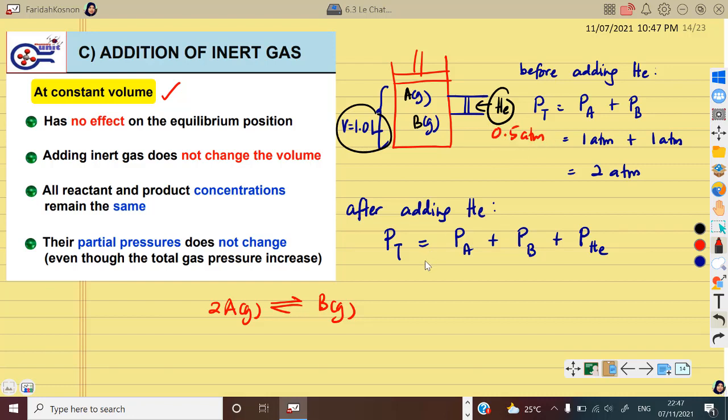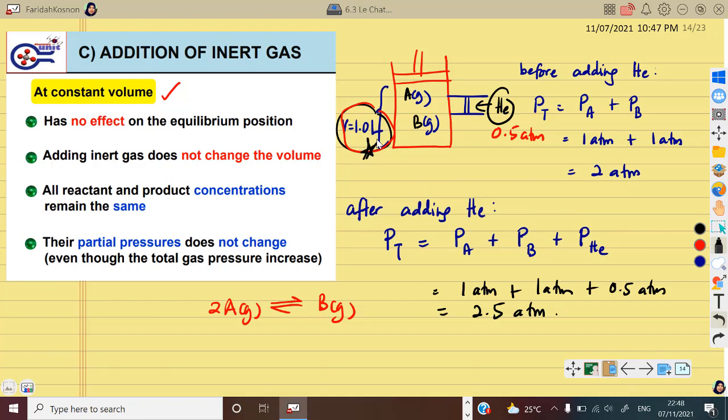Jadi sekarang, bila dia berlaku at constant volume, kalau you tengok, dia tidak akan mengubah volume bekas. Jadi, yang saya tambah ni sekarang adalah helium. So, partial pressure of A ni masih lagi 1 atm. Ini masih lagi 1 atm. Helium 0.5. Yang berubah hanyalah total pressure, di mana total pressure dalam sistem ni sekarang adalah 2.5 atm.